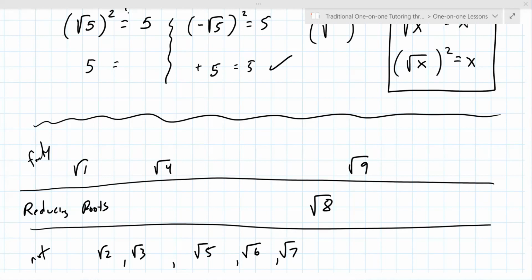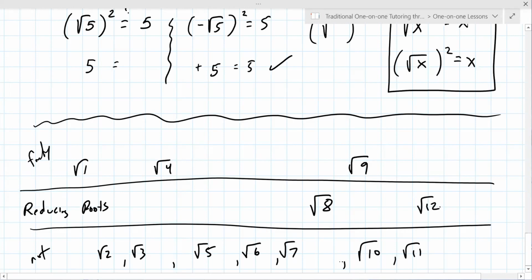Okay, 2, 3, 5, 6. Those are the most common non-friendlies. Well, we could keep going. Like the square root of 10 is not friendly. Square root of 11 isn't friendly, but square root of 12 could be reduced. And we'll talk about that in another lesson, when you've learned a little more.